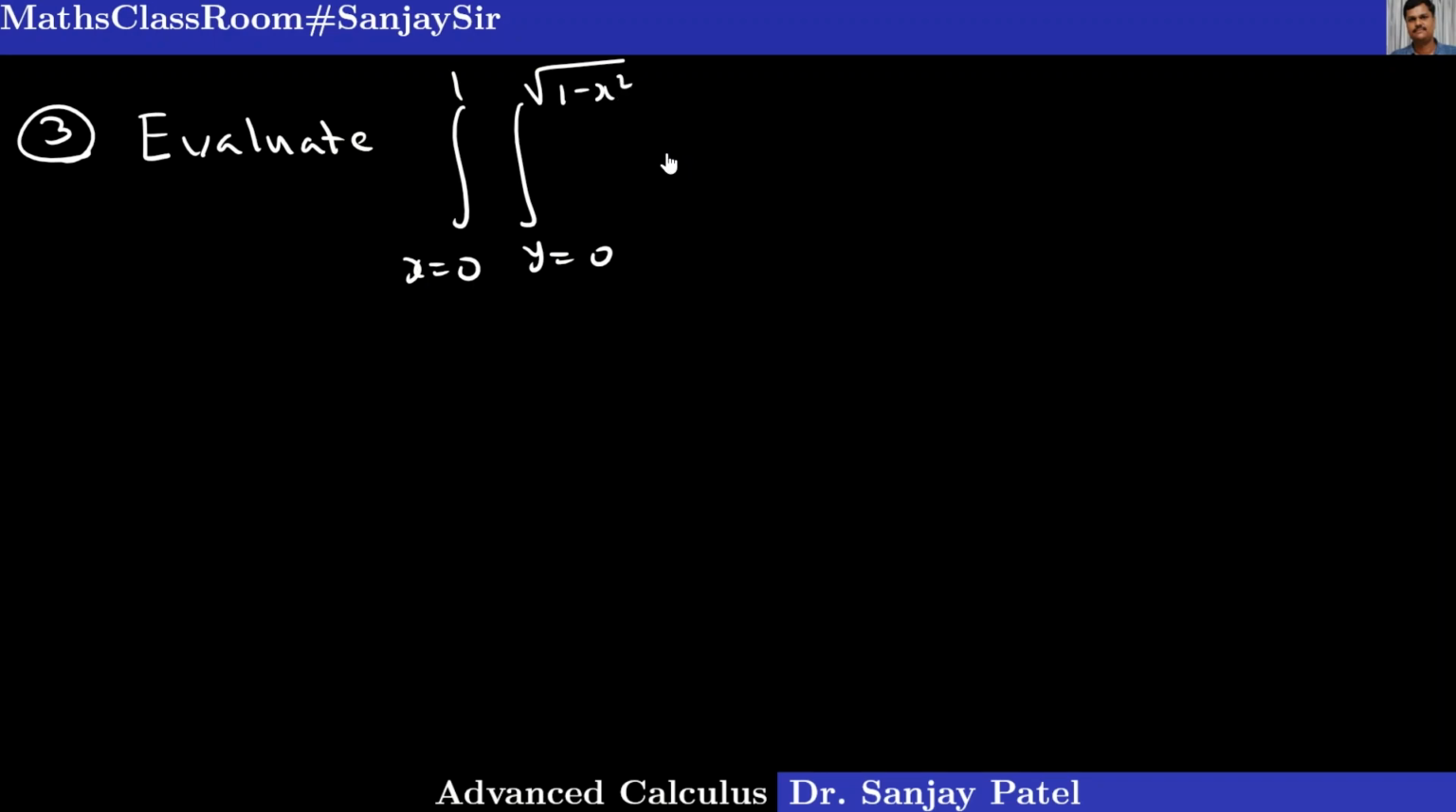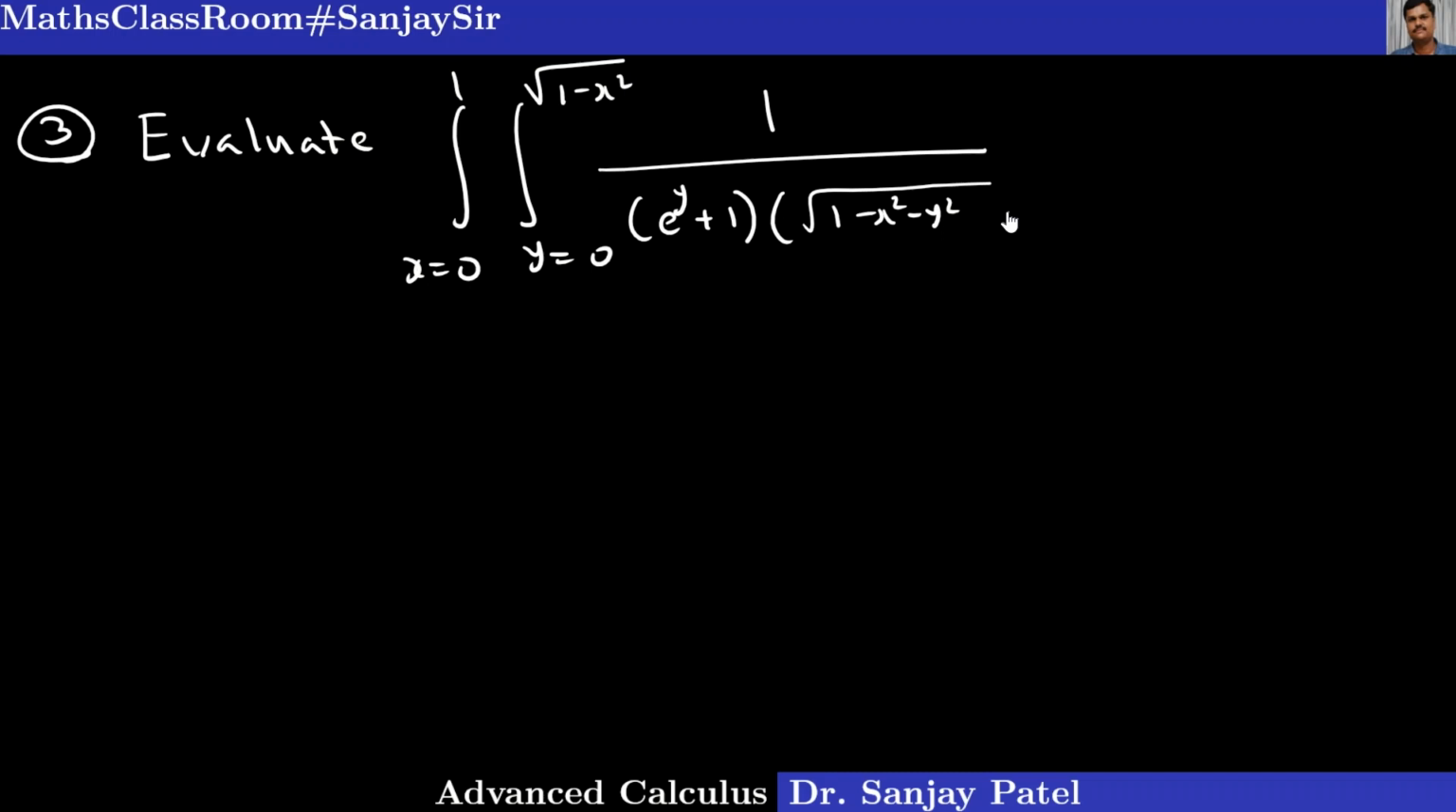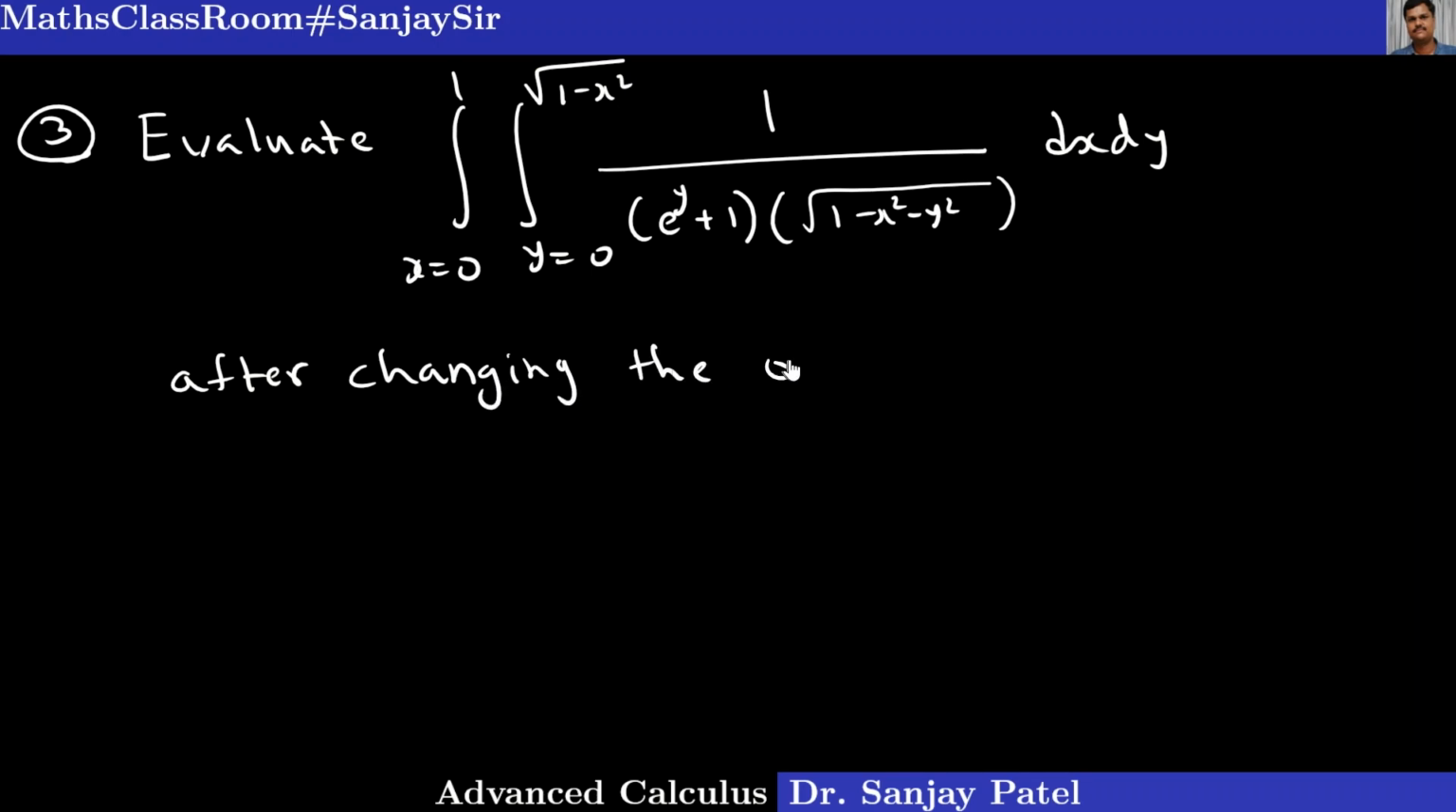Let me take some difficult problem. 1 upon e raised to y plus 1 into square root of 1 minus x square minus y square. I am adding the brackets to make it more clear. dx dy after changing the order of integration.